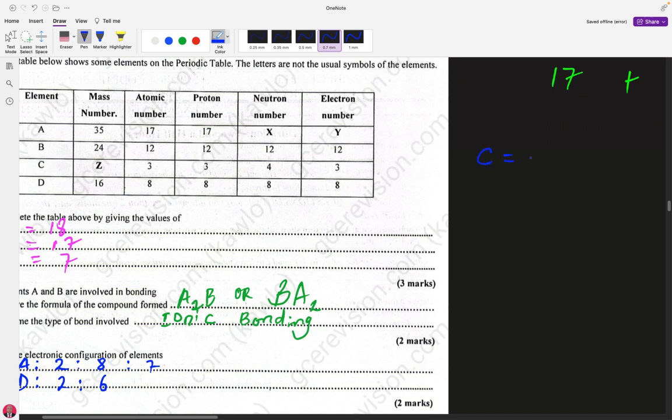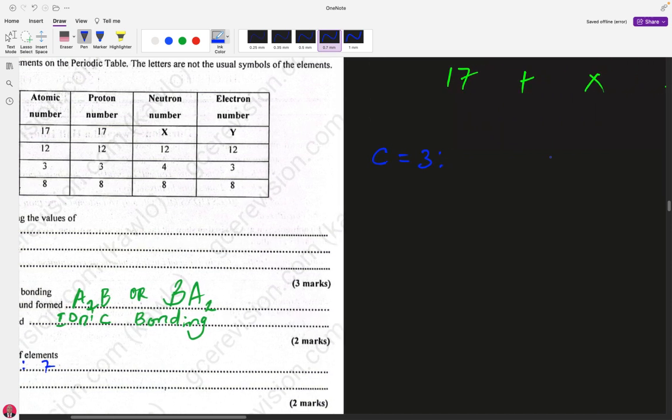So if it has an atomic number of 3, what will be the electron configuration? For C, the first shell is supposed to hold 2 electrons, and only 1 electron is left. So the electron configuration for C is 2, 1.